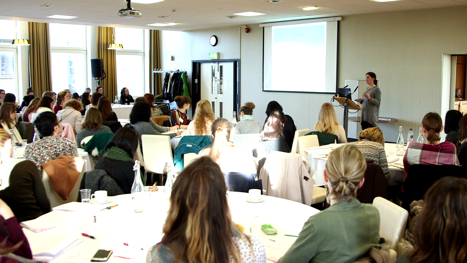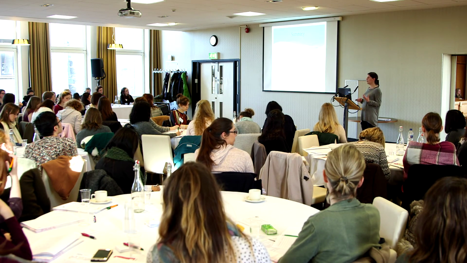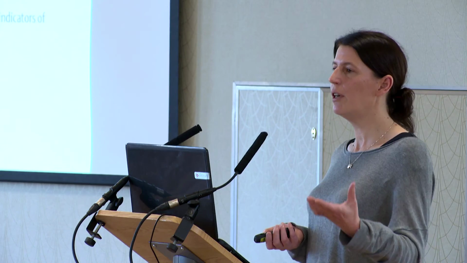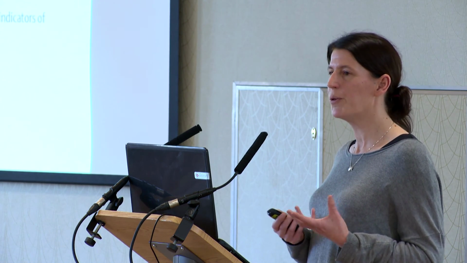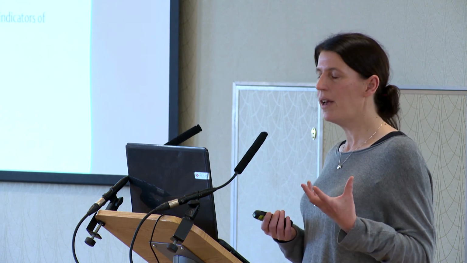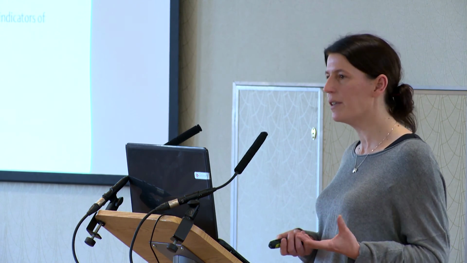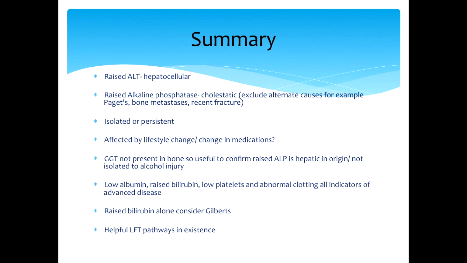Is it a one-off? Is it simply because they're a little bit overweight or drinking a little too much? You lose weight, you stop drinking, everything normalizes. They're probably unlikely to have problems with advanced liver disease. Are they on certain hepatotoxic drugs that you take away and things go back to normal? Gamma GT, as I've said, is not very specific, but it's good to isolate whether a raised alkaline phosphatase is coming from the liver. And if you have a low albumin, thrombocytopenia, jaundice and abnormal clotting, they are all indicators that you've got advanced disease, so advanced cirrhosis.